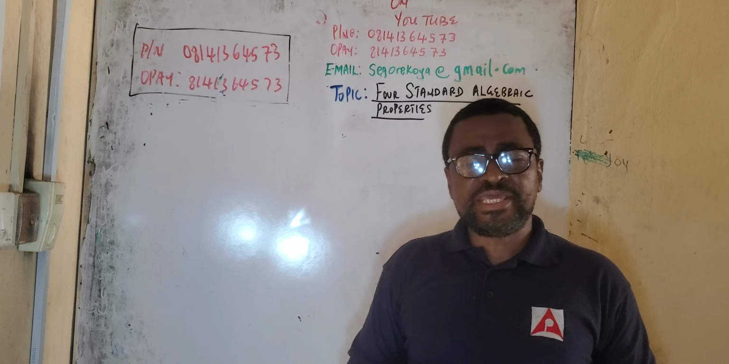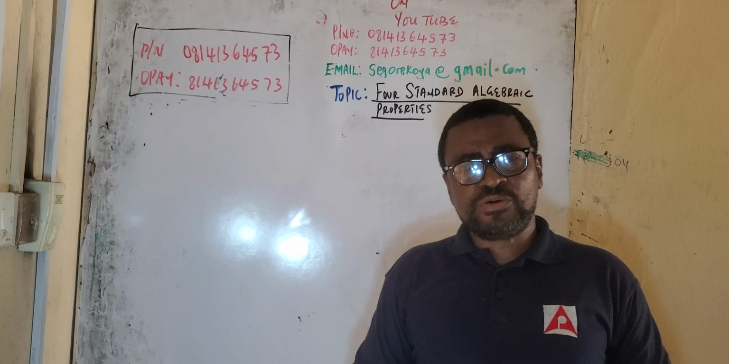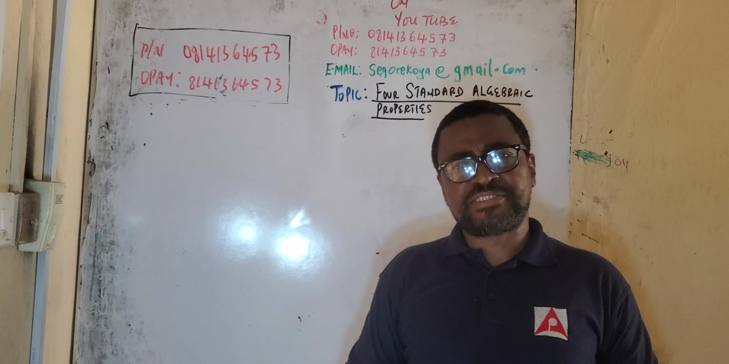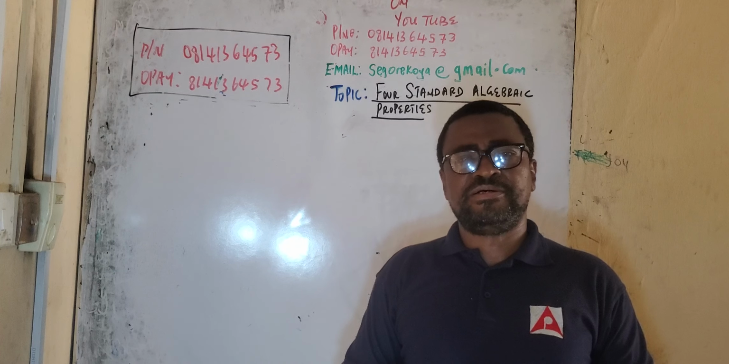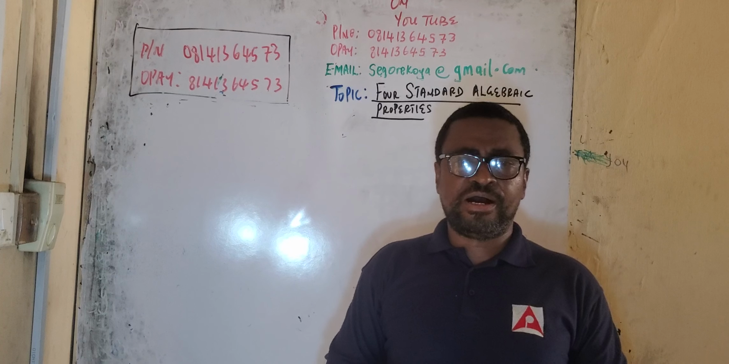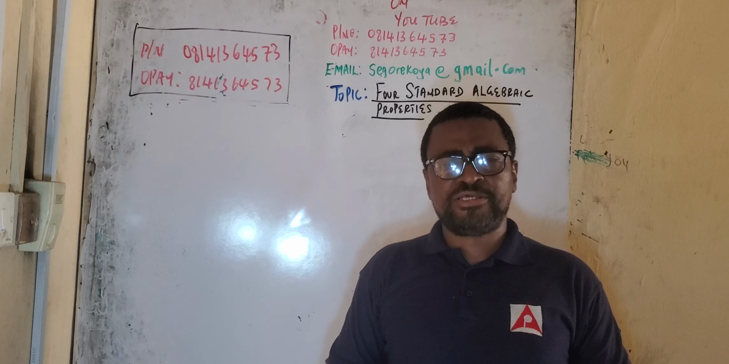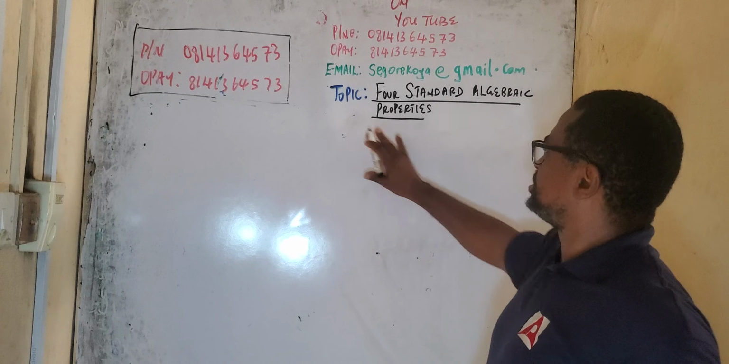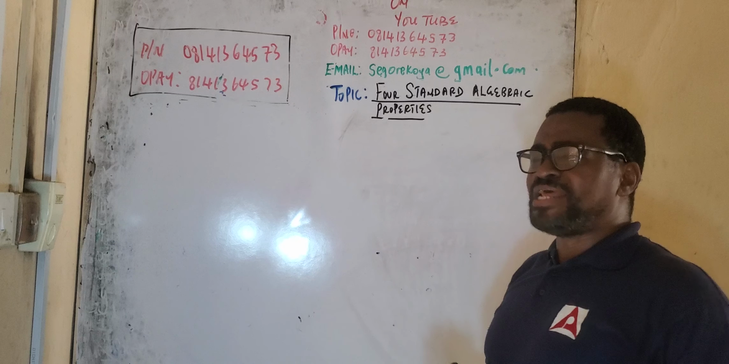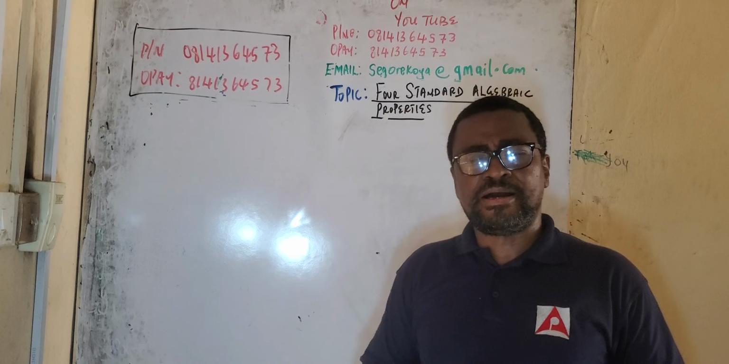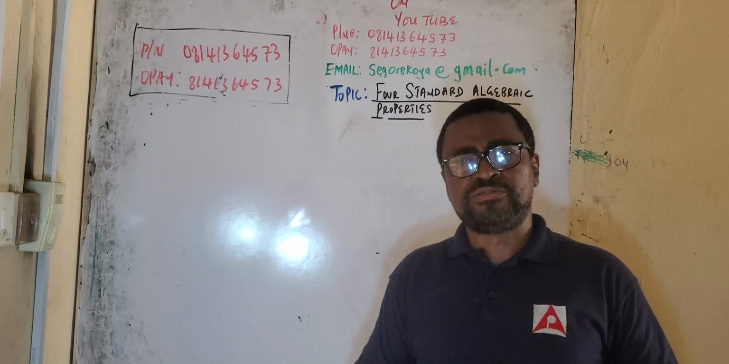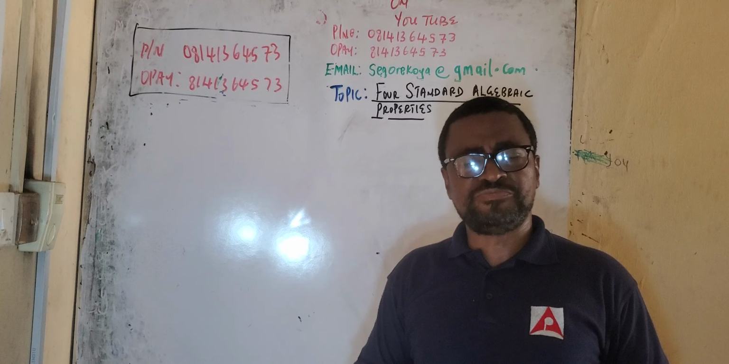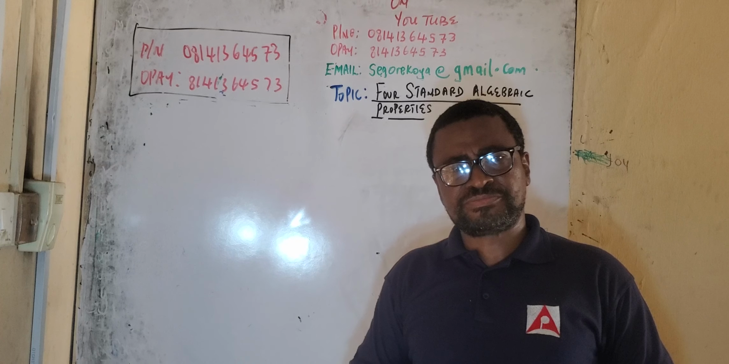Thank you. Today, we are continuing with certain properties in mathematics, and the property that we are going to take today is called the algebraic property. So we are taking 4 algebraic properties. Now, these properties are the ones that guide our operation on numbers or on algebraic expressions.